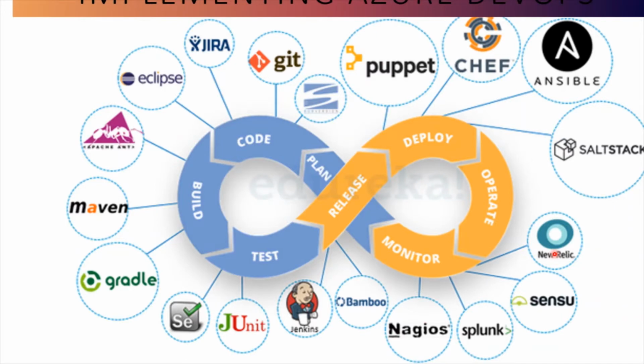So then to implement Azure DevOps, what do you need? Basically, this is your cycle. You know that, right? So code, build, test, release, deploy, operate, monitor, and then plan again. So this is your cycle. What happens in a cycle?